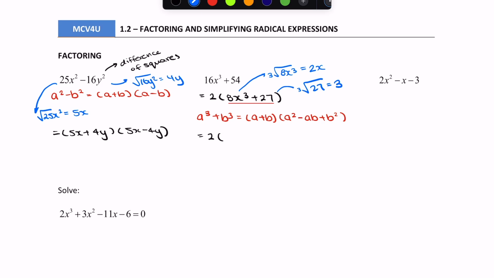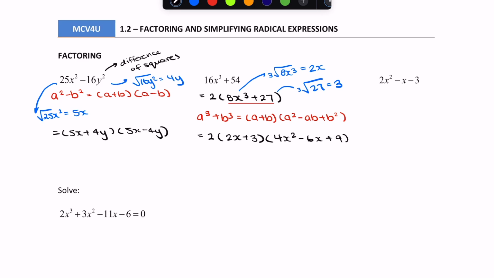So here we are now left with 2x plus 3, and we have 4x squared, that's a squared, minus 6x, that's a times b, and then plus 9. Again, you can factor this further if you choose. In this situation, we'll just keep it as that.